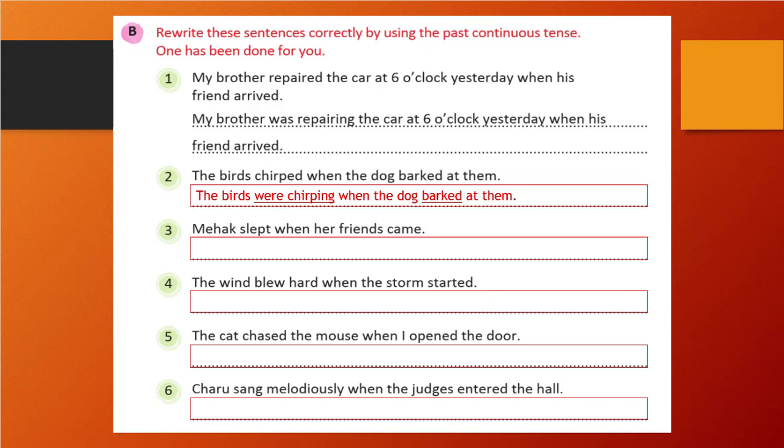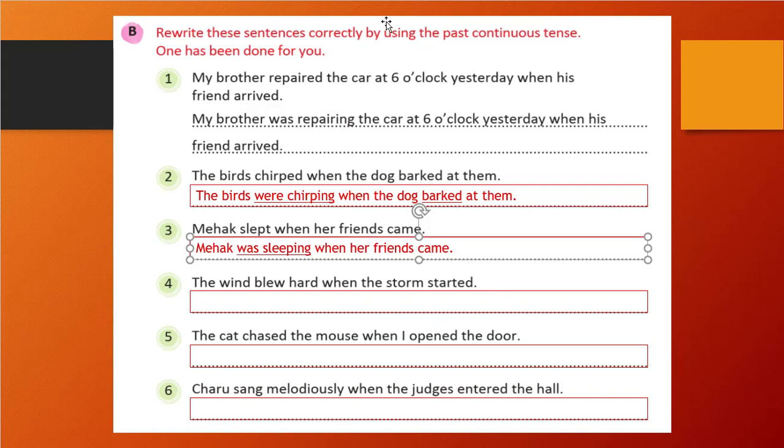Similarly, the third one you see here. What is it? Mehak slept when her friend came. So the friend came, that already happened, right? So came will remain the same. Only slept will change to was sleeping. So the answer will be Mehak was sleeping when her friend came. Right?